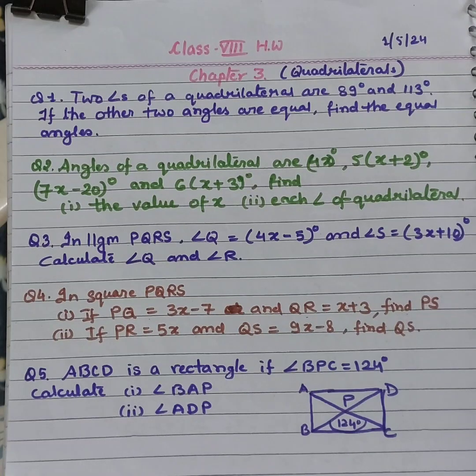As you know, there are four angles, and what is the sum of the four angles of a quadrilateral? Yes, you know it. Quickly say what it is. This is 360 degrees. So obviously you have to use this property.